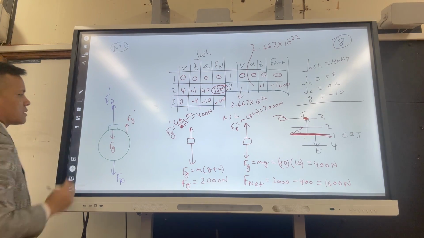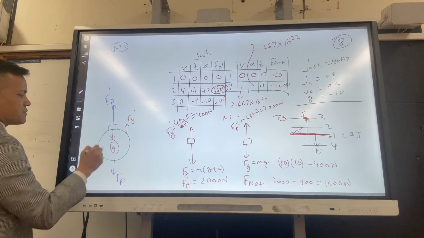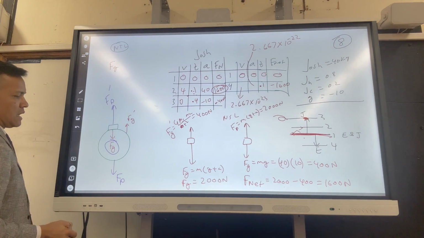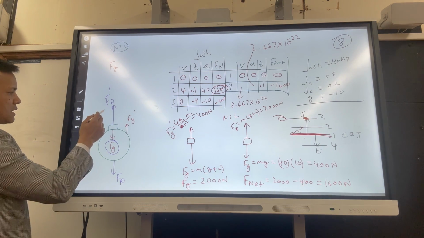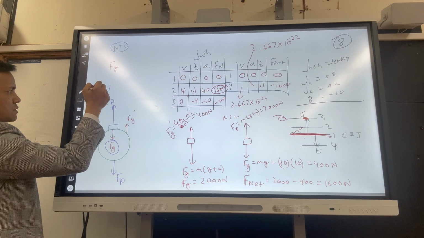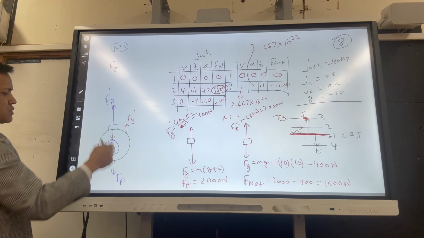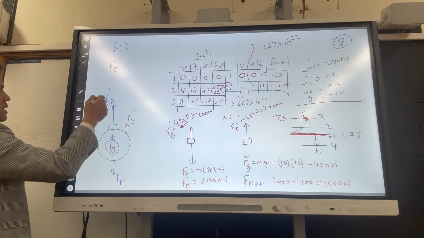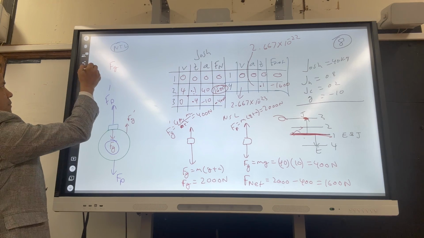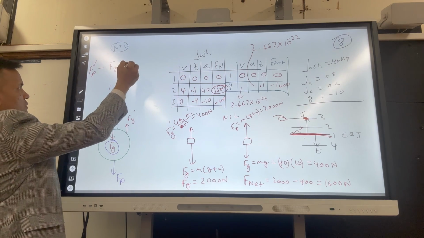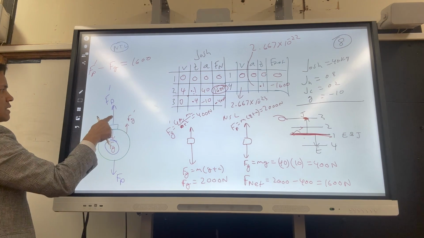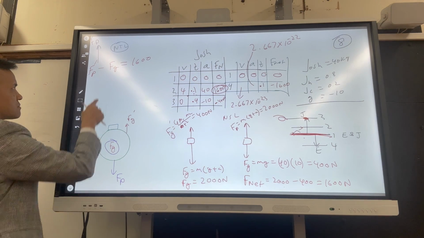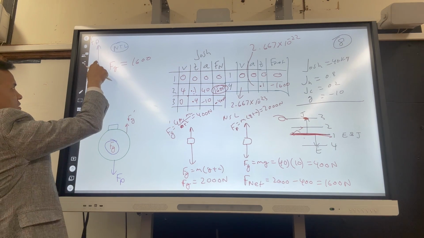Now you remember Fg, F push prime. So now F push prime minus Fg is equal to 1600. Let's see how that looks. F push prime minus Fg is equal to 1600. Let's put them here.